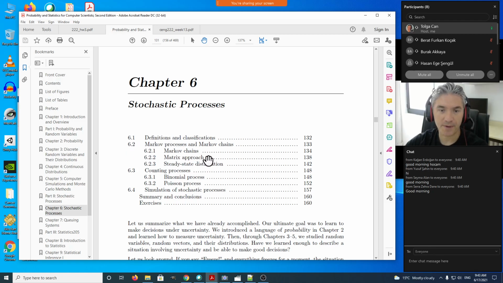Today we are going to talk about these Markov processes, Markov chains, how things change over time and things like that. But before we start this, I want to finish up chapter 5 for good.